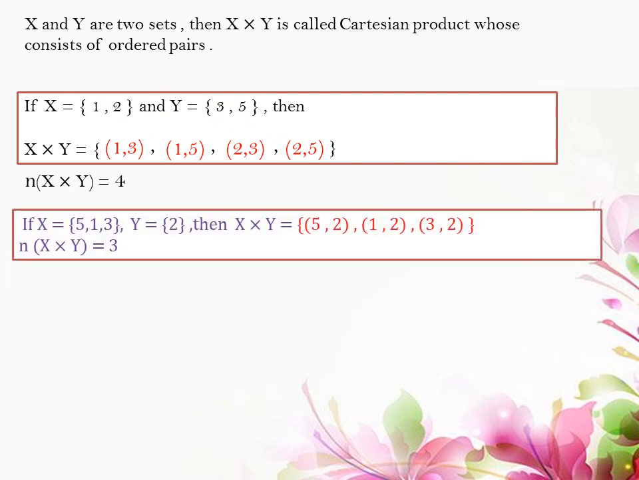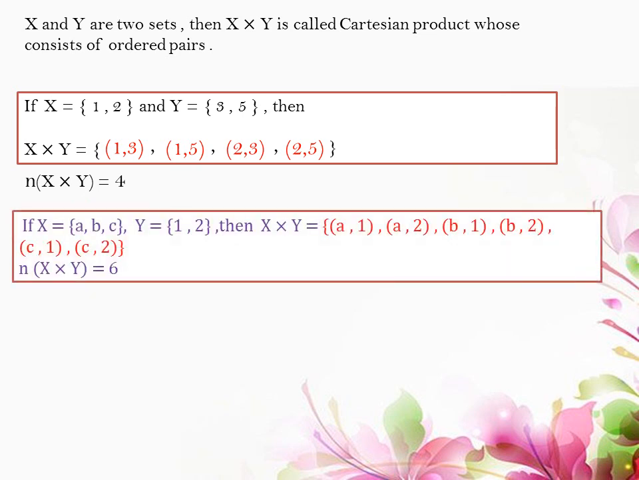Another example: x is {5, 1, 3} and y is {2}. x cross y will be (5, 2), (1, 2), (3, 2). How many elements? 1, 2, 3. 3 elements times 1 equals 3.